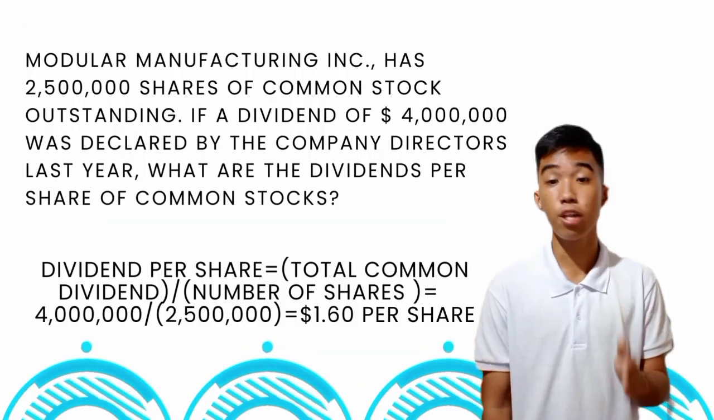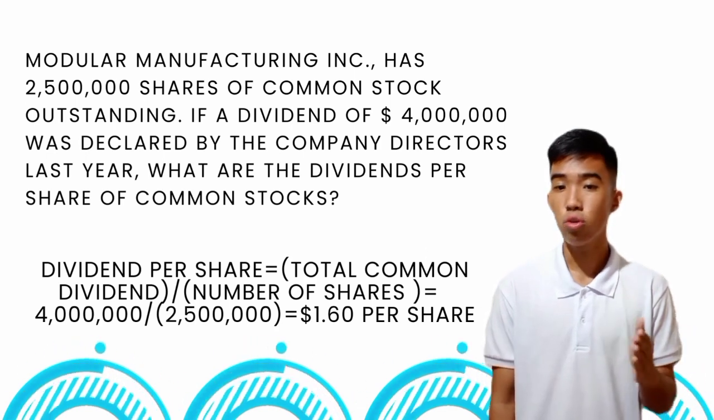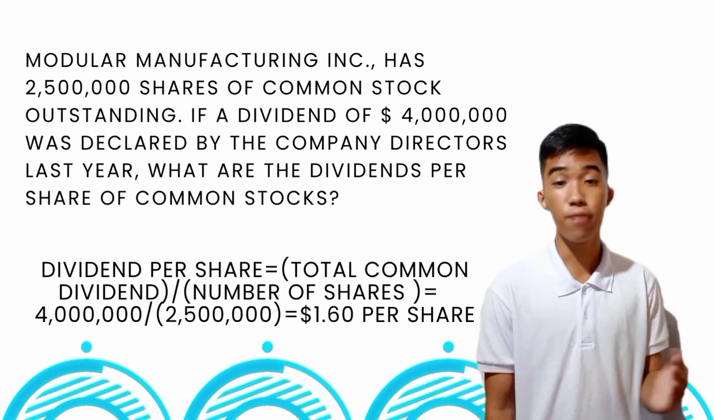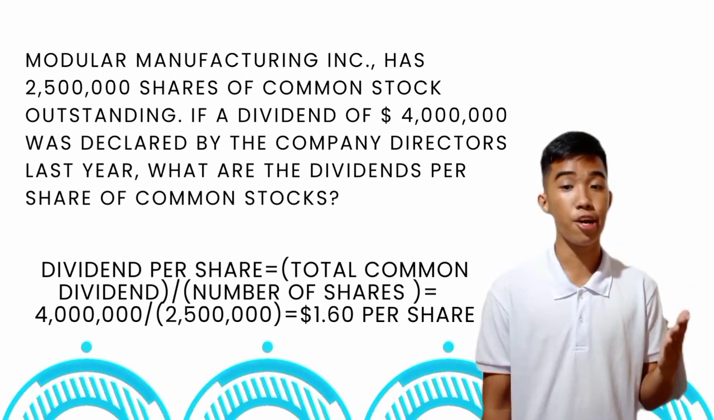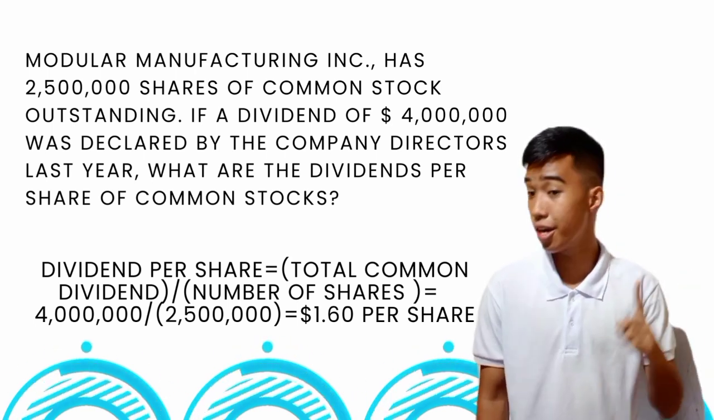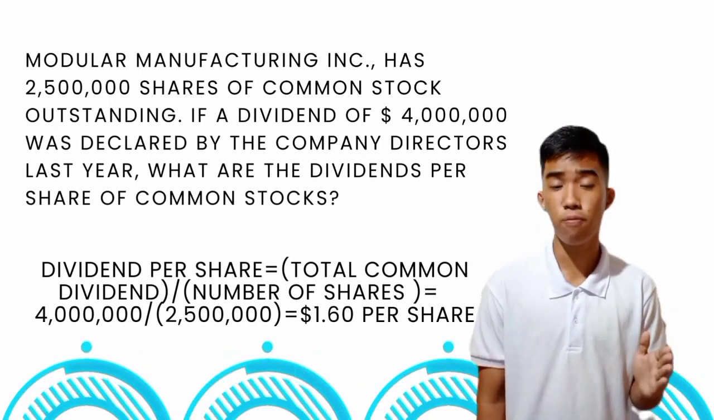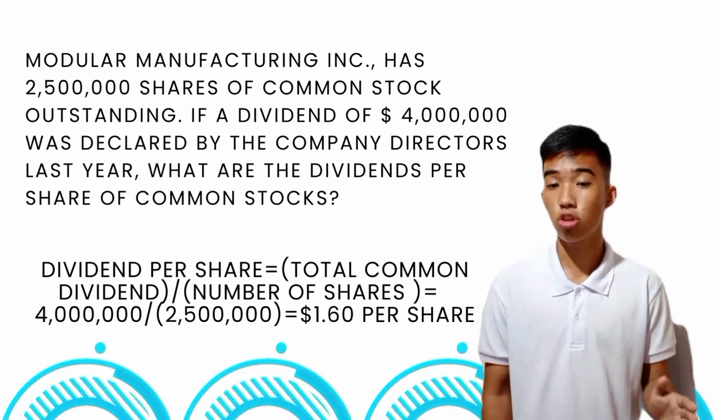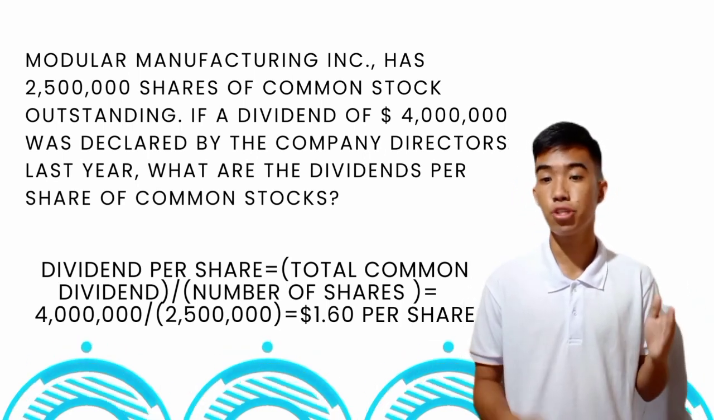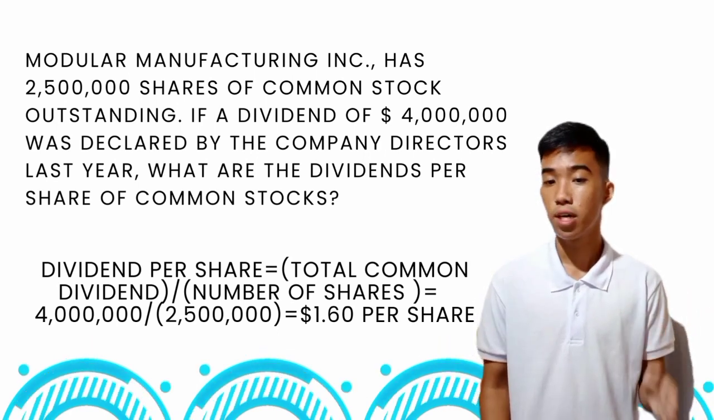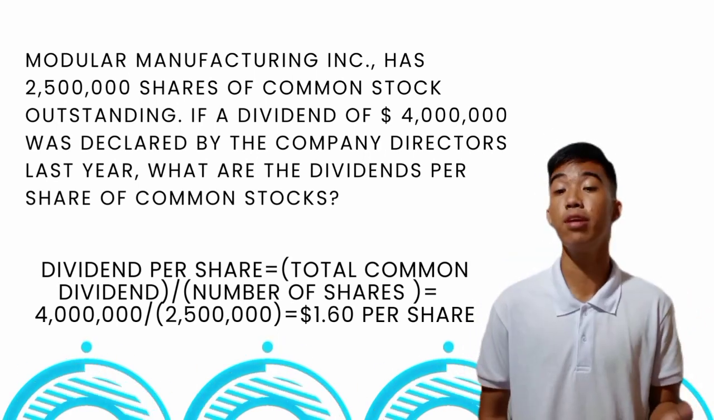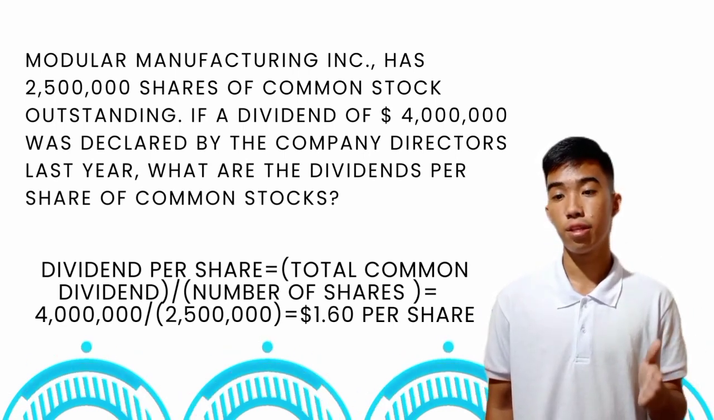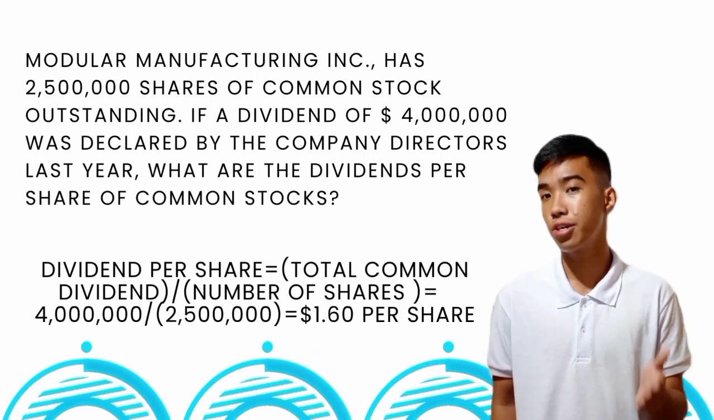Modular Manufacturing Incorporation has 2,500,000 shares of common stock outstanding. If a dividend of $4 million was declared by the company directors last year, what are the dividends per share of common stocks? So we have the formula here. Dividend per share equals total common dividend over number of shares. Substituting, the total common dividend is 4 million over number of shares, 2,500,000, equals $1.60 per share.